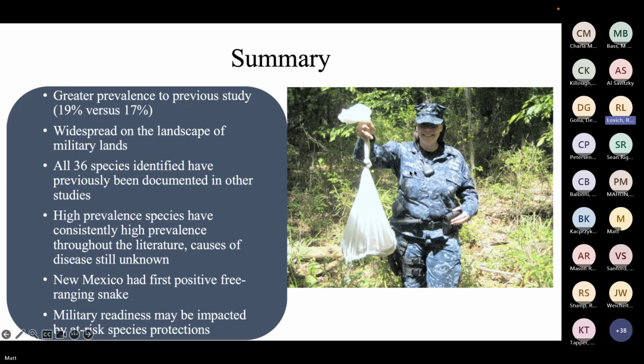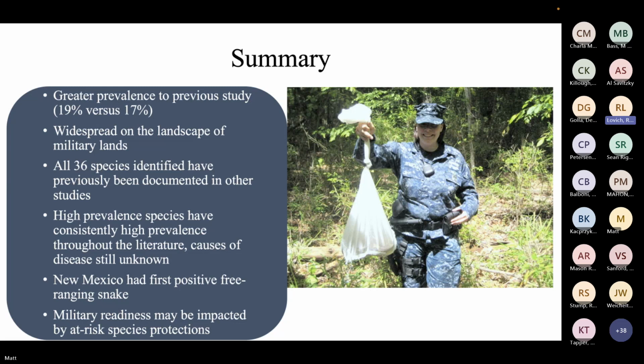There we go. In summary, we had a greater prevalence in detection than the 2018 study. And I'll let Matt chime in when I'm all done, but I believe that's tracking with what we're seeing across the country from prior conversations, where we're almost at 20%. So 1 in 5 snakes that you pick up in the United States have the potential to have snake fungal disease versus 17% in 2018, at least on military lands. It's widespread on the landscape, on military lands.